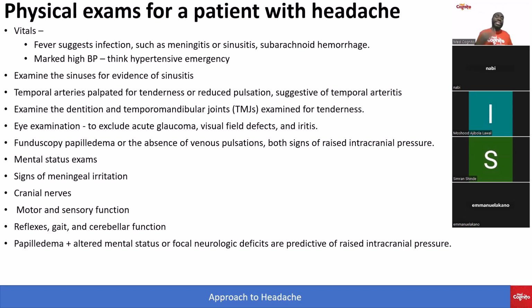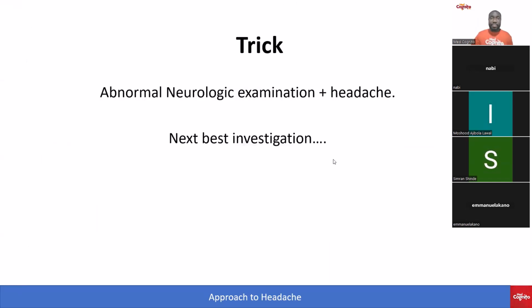And then you also want to assess the cranial nerves, and do motor and sensory function. And you want to check the patient's reflexes, gait, and cerebellar function. And then you want to check for papilledema, altered mental status, and focal neurologic deficits. These are predictive of raised intracranial pressure. All right? So doctors, please learn the patterns. That is all you need in order to do very well in your exam.